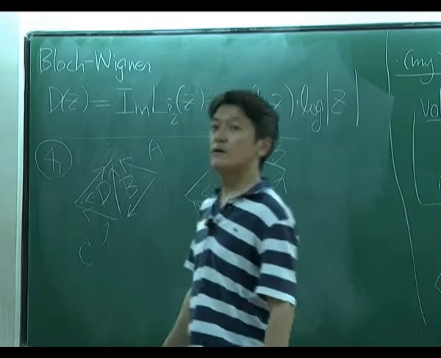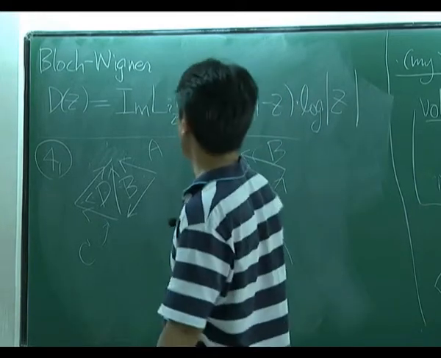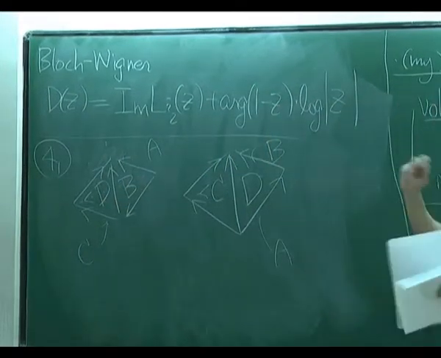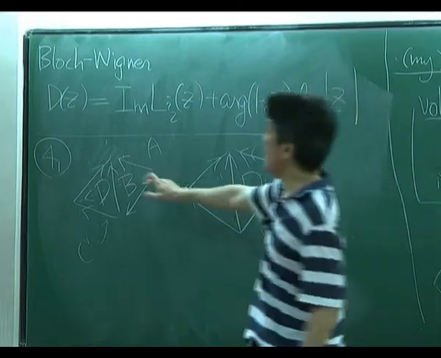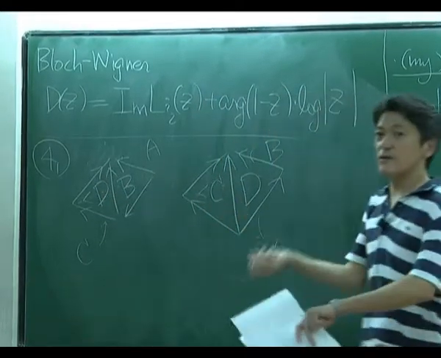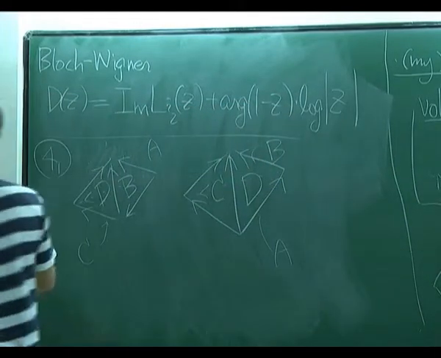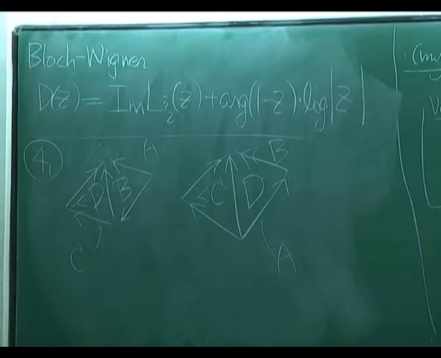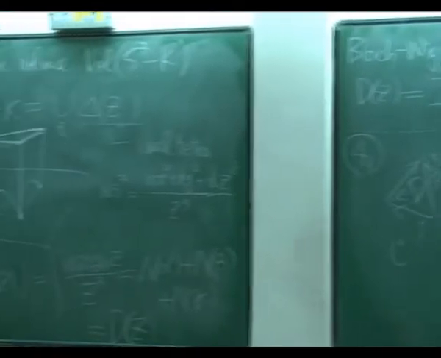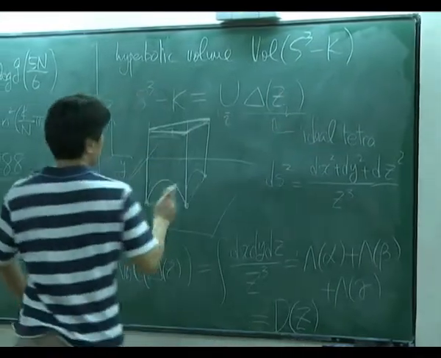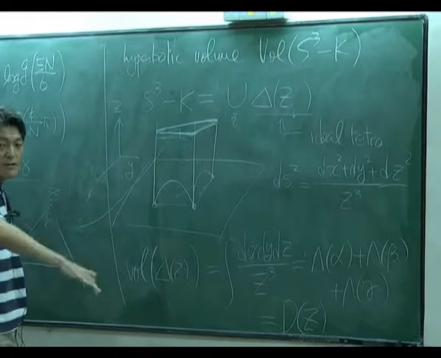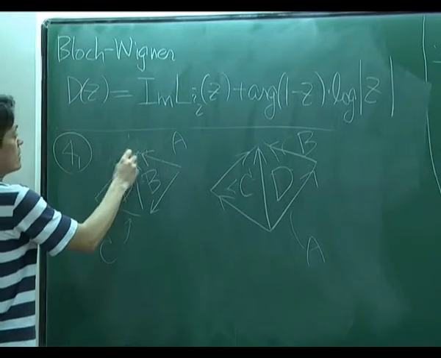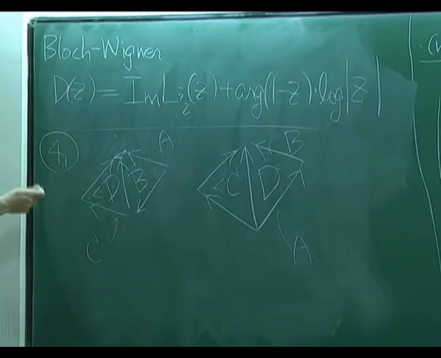Just a question. What exactly do you mean by S3 minus K? Do you thicken the knot? Yeah, that's right. We consider the tubular neighborhood of the figure 8 knot and consider the triangulation of the complement. So in this sense, the knot is at infinity. In the case of ideal tetrahedra, the vertices are at infinity. So in the precise sense, we have a truncated tetrahedron.